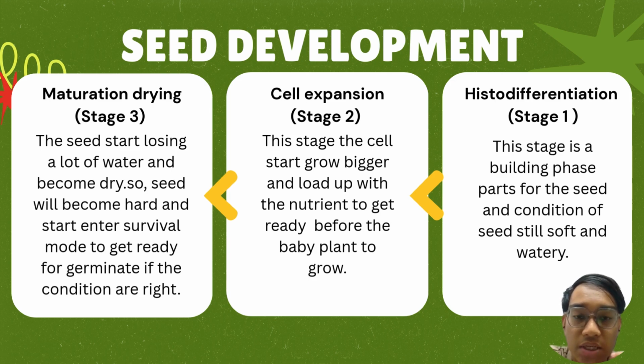And we go to stage two, which is cell expansion. In this stage the cells start to grow bigger and load up with nutrients to get ready before the baby plant grows. And stage three is maturation drying. The seeds start losing a lot of water and become dry. So the seed becomes hard and enters survival mode to get ready to germinate if the conditions are right.